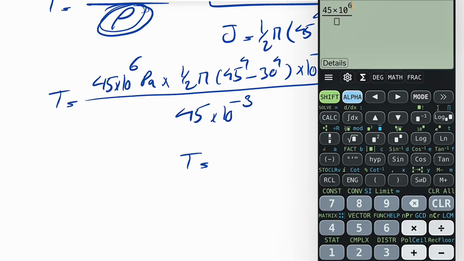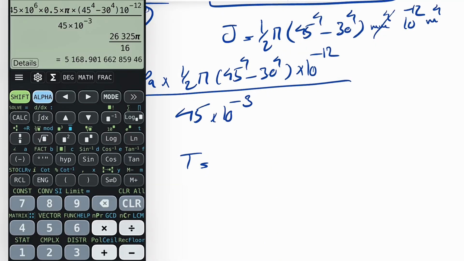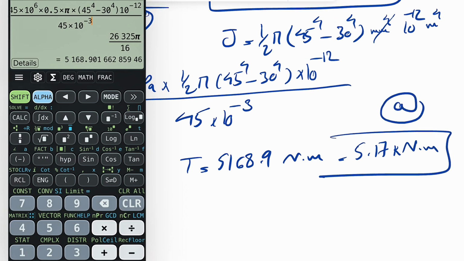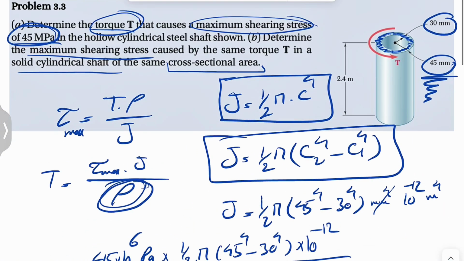45 times 10 to the 6 times 0.5 times pi, times 45 to the power of 4 minus 30 to the power of 4, and this times 10 to the negative 12. And in the bottom, we have 45 times 10 to the negative 3. So this is going to be 5168.9 Newton meter. And we can just report it as 5.17 kilonewton meter. And that's the answer for the A part, or the torque that the question is asking.